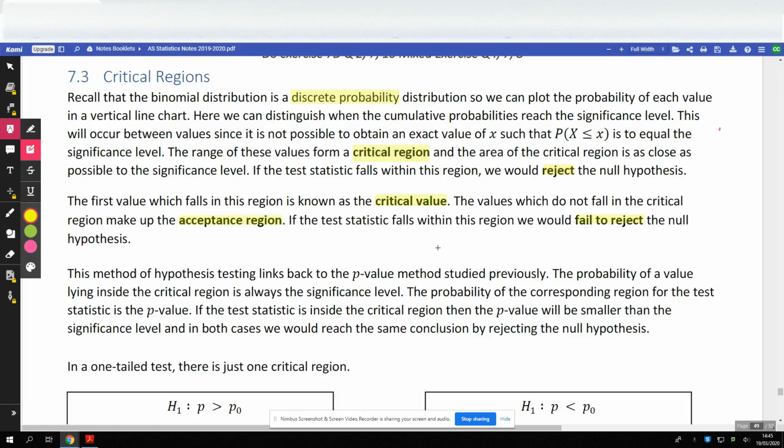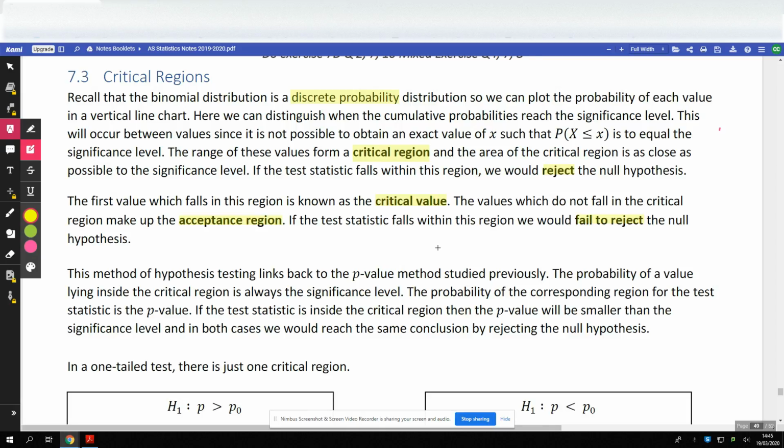If the value falls within the critical region, so we're talking about the evidence that we're given in the question falls within the critical region, that means that we're going to reject the null hypothesis. If it doesn't, it falls in the area called the acceptance region. And if it falls in there, then we're going to fail to reject the null hypothesis. So they're the key points that we need to get round.